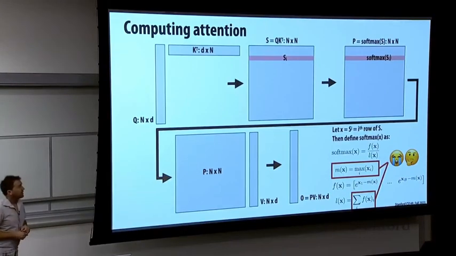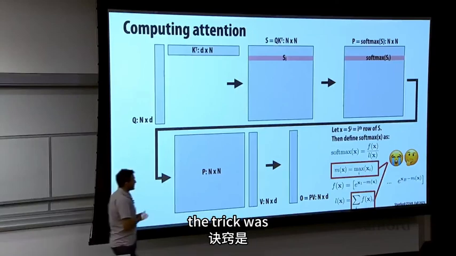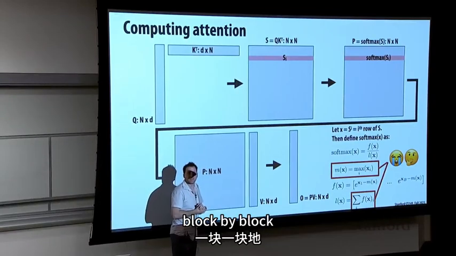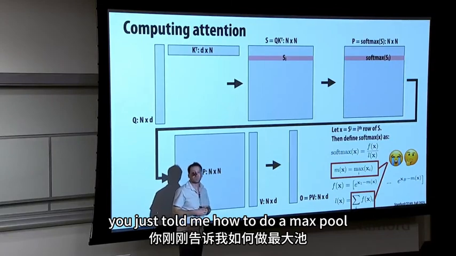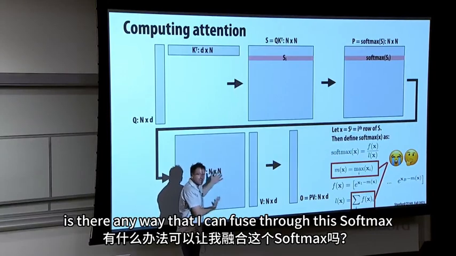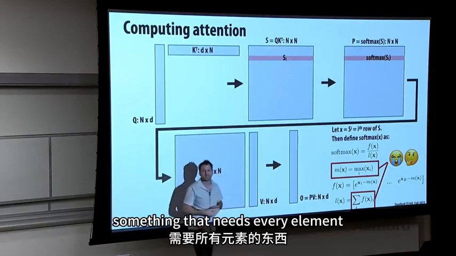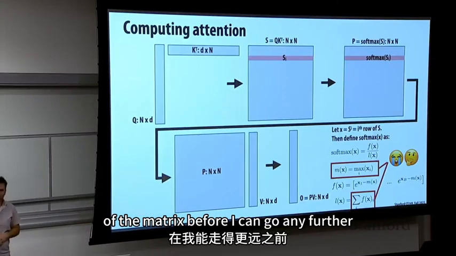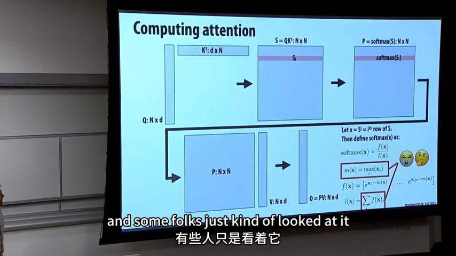Okay? So here's the trick. The trick was, is there any way we can do this whole sequence block by block? You just told me how to do a max pool in the middle of a conv layer. The question is the same here. Is there any way that I can fuse through this softmax, which looks like something that needs every element of the matrix before I can go any further?